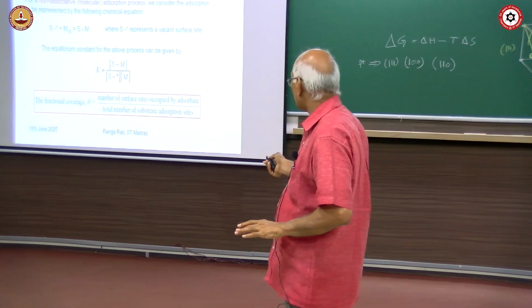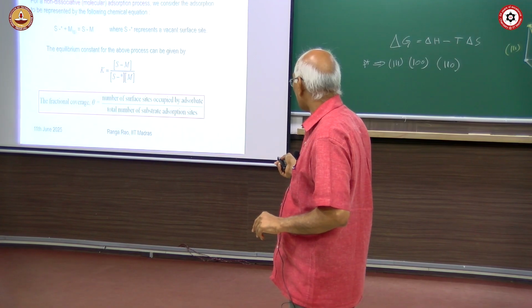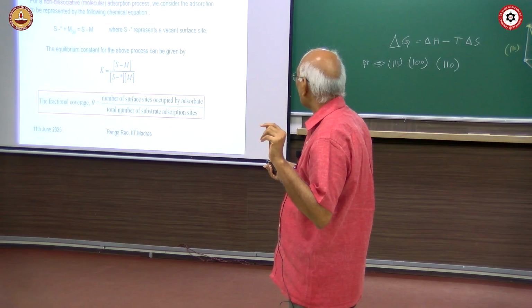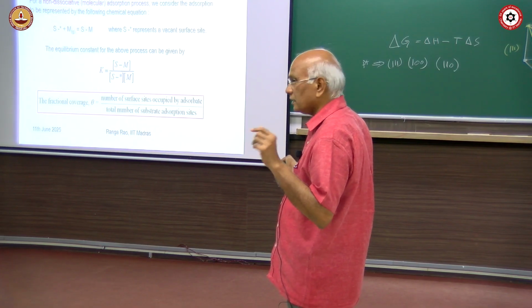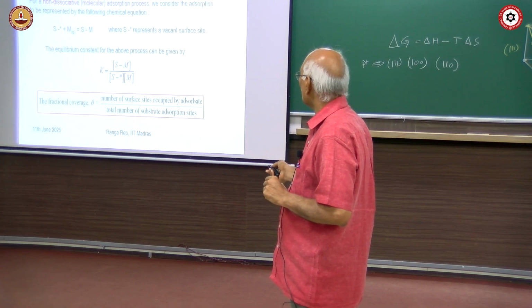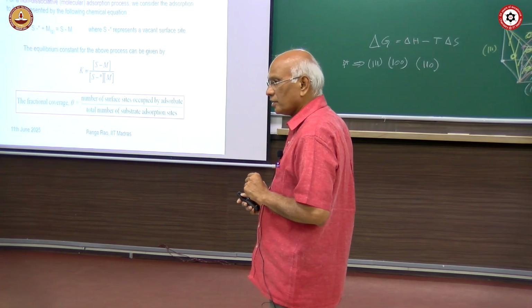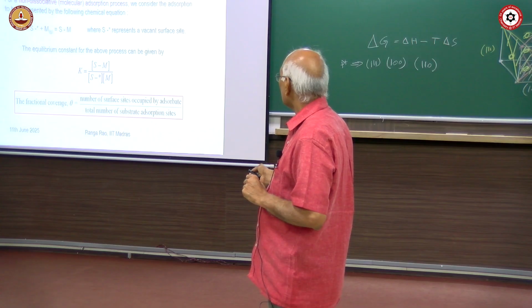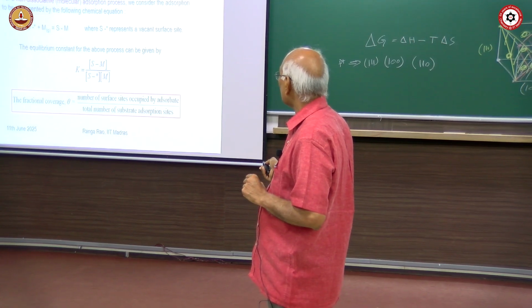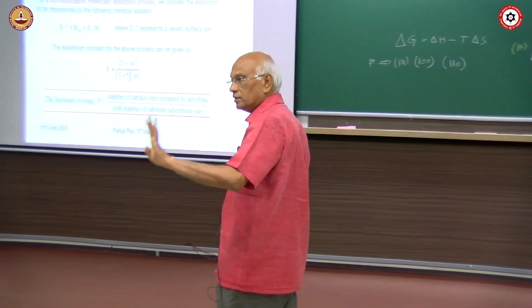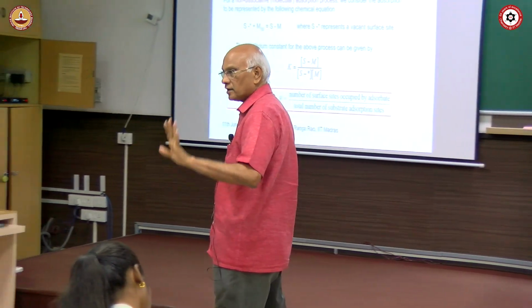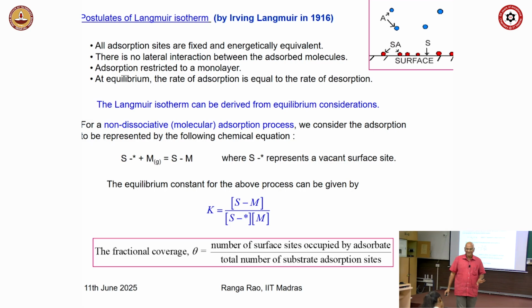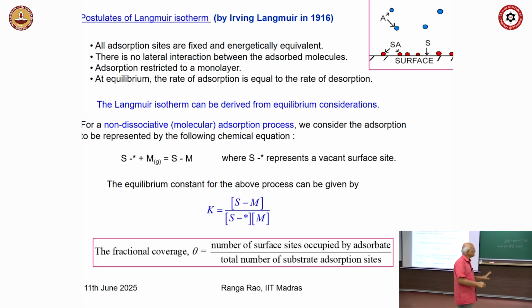Postulates of the Langmuir isotherm. This was formulated by Langmuir in 1916. He says all adsorption sites are fixed and energetically equivalent, there is no lateral interaction between adsorbate molecules, adsorption is restricted to a monolayer, and at equilibrium the rate of adsorption is equal to the rate of desorption. He took all these 4 assumptions. These assumptions are all wrong. Why are they wrong?